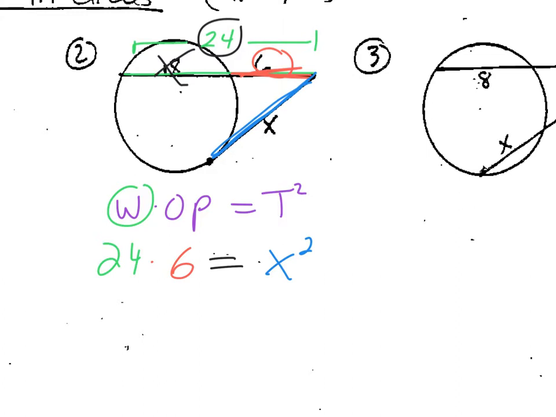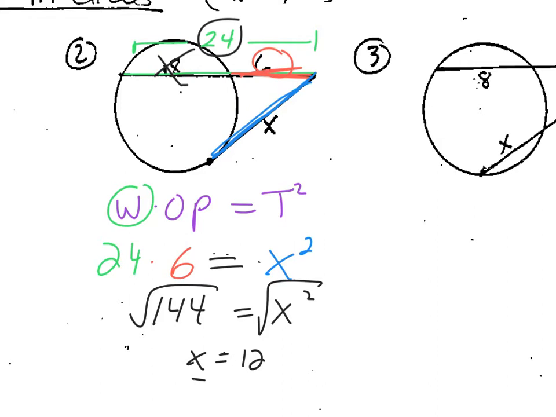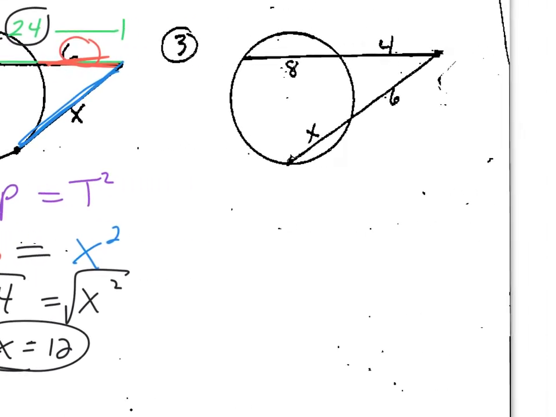Now I'm just doing the math. So 24 times 6 does give me 144. It's equal to x squared. Take the square root of both sides. So I'm getting x is equal to 12 for this one. Okay, just an FYI for you, we might end up with a radical answer. If 144 had not been a perfect square, then I would expect your answer in simplest radical form. You guys know how to reduce your radicals. Just use those skills. On to number 3.